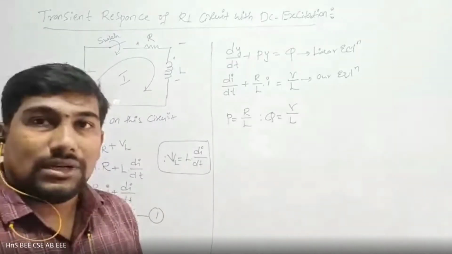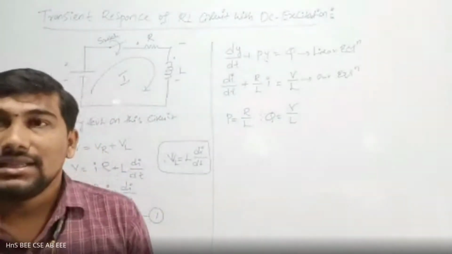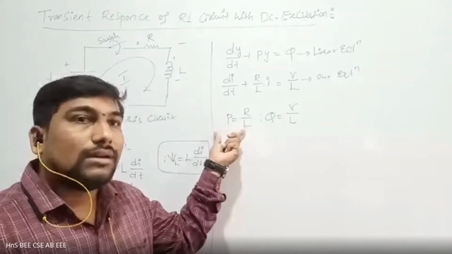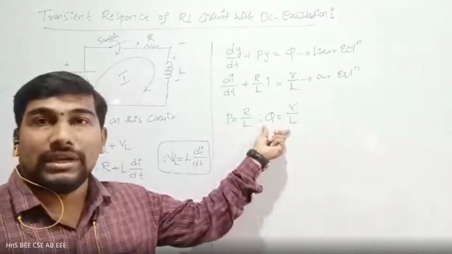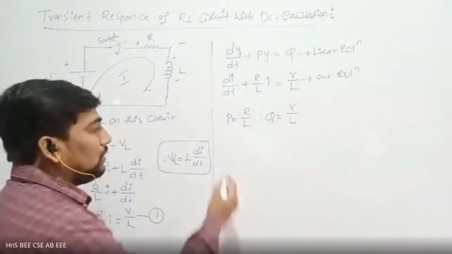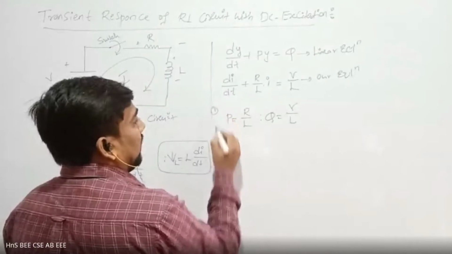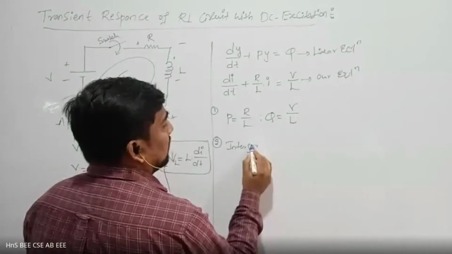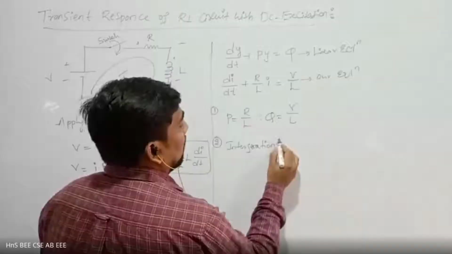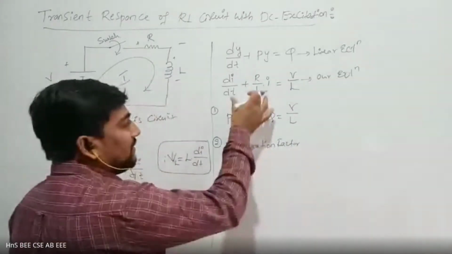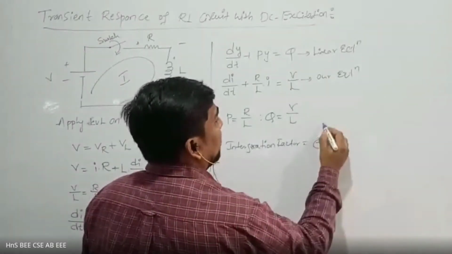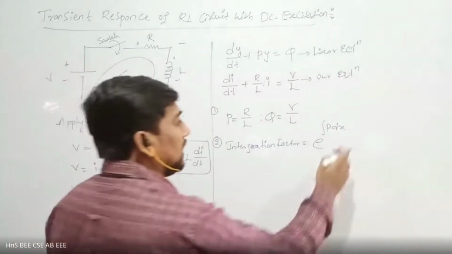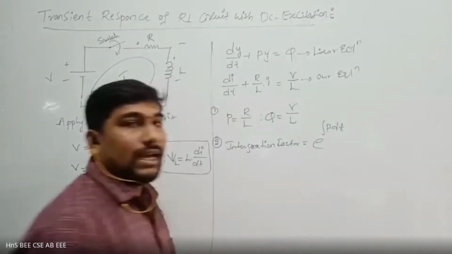Sir, in a linear equation, we have three steps. The first step is to take P equals R by L and Q equals V by L. This is step number 1. Coming to step number 2, write the integration factor of the given equation. Sir, what is the integration factor? It is the integration of P dx, or P dt, both are the same.